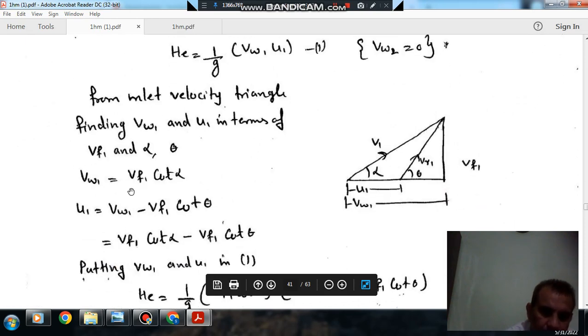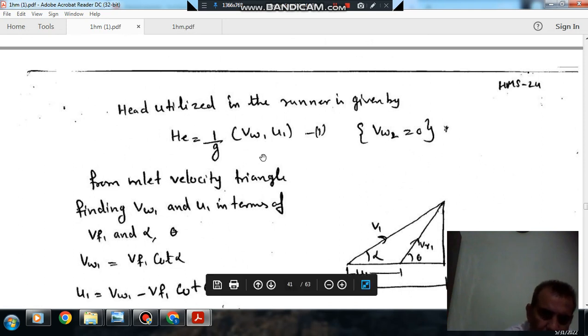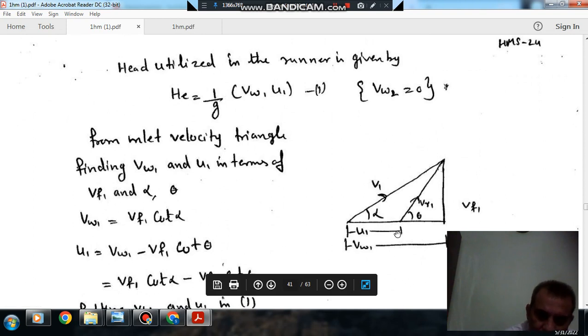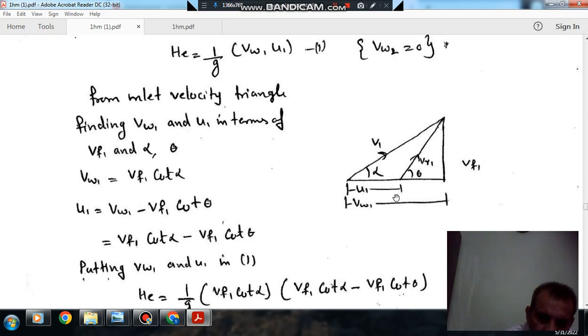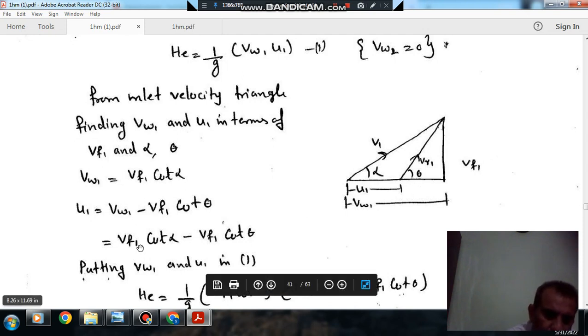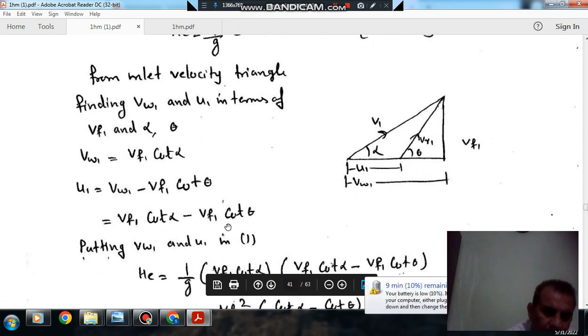So Vw1 is Vf1 cot alpha, and U1 is Vw1 minus Vf1 cot theta. U1 plus this component is Vw1, so if we subtract Vf1 cot theta from Vw1, we get U1. So Vw1 is Vf1 cot alpha, and U1 is Vw1 minus Vf1 cot theta. Now we have Vw1 and U1 in terms of Vf1 and cot.